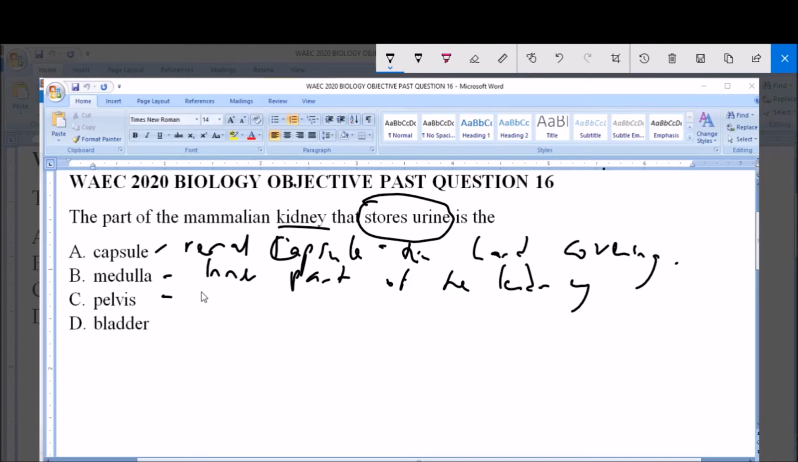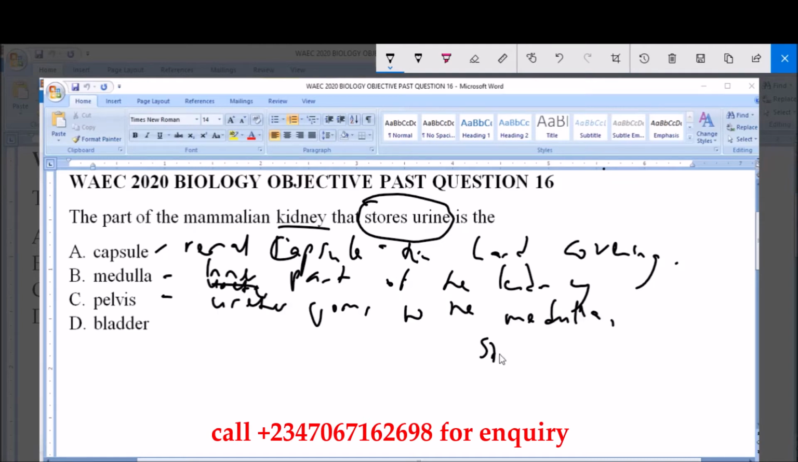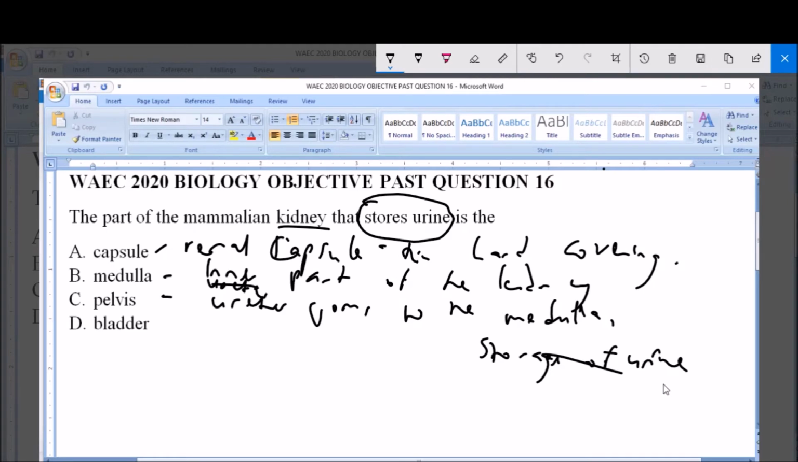Now, these 3 parts which are contained in the kidney are not known for storage of urine. In fact, no part of the kidney is known for storage of urine.